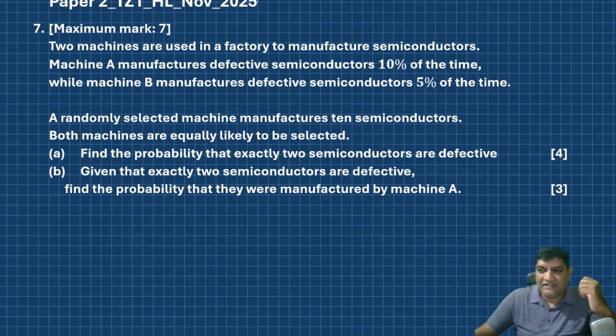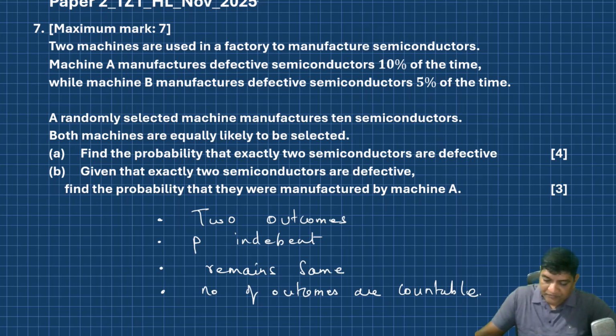Then I'm going to check if the probability of success is always going to be the same. That is also true, because manufacturing of a defective semiconductor is going to be 10%. And if the first one has been defective, it doesn't mean that the next one will not be defective. So they're not dependent, they're going to be independent. And the number of trials is something that I'm looking for, and here the number of trials is going to be 10. So all the requirements for applying binomial distribution are satisfied. Countable. So let's make a tree diagram.